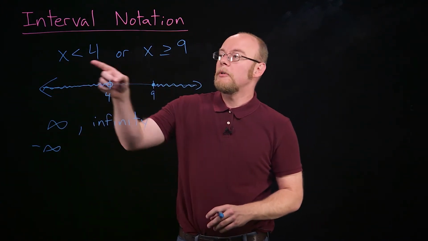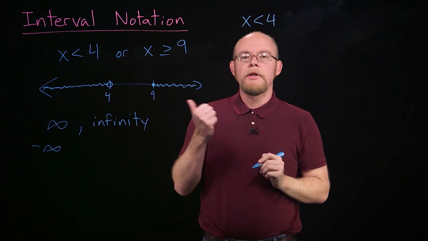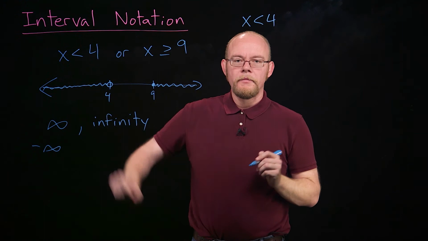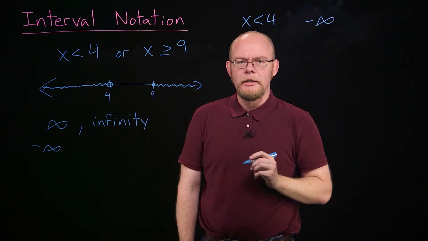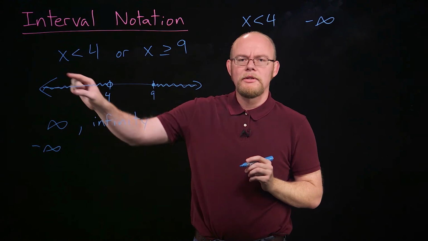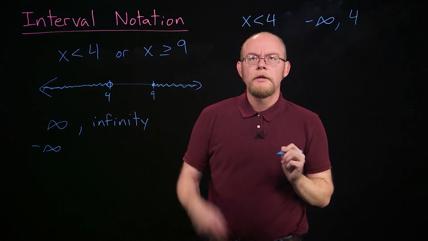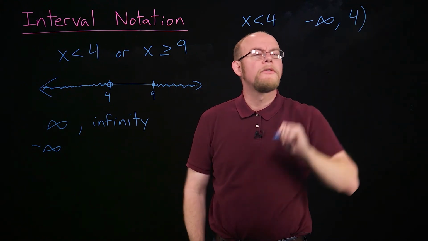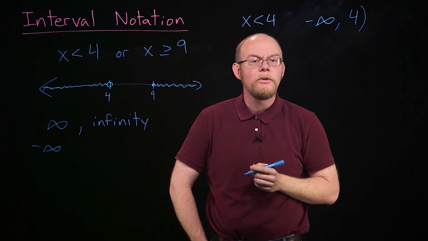So if we wanted to express something like x is less than 4, well, where do we start? Well, we keep going that way. Well, what do you mean we keep going that way? Well, we start way over at negative infinity because there isn't anything that stops us on the left side over here. And then we go all the way to 4. Now, if we look at this, we can't include 4, so we put a round bracket to say that 4 is not included here.